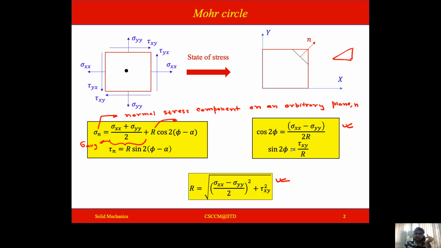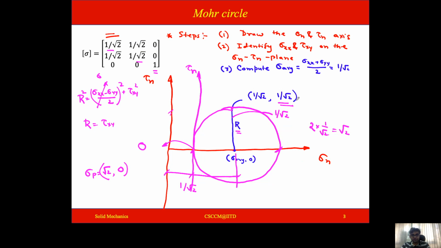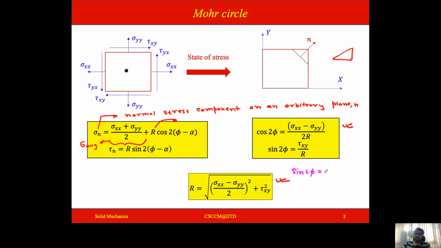We want to find out phi, right? And for that, what is sine 2 phi? If we use the formula, it is tau xy by r. What is tau xy? 1 by root 2. What is r? 1 by root 2. So this is 1 by root 2 by 1 by root 2, which is 1, which means 2 phi is equal to 90 degree, which means phi is equal to 45 degree, right?